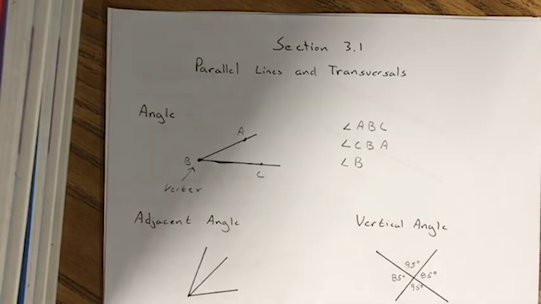Section 3.1, we're going to be talking about what's called parallel lines and transversals. But before we do that, we need to do a little bit of review and just hit some topics you may or may not remember from the past. And the first one is, of course, the term of an angle.